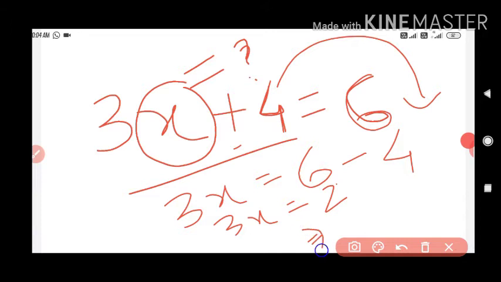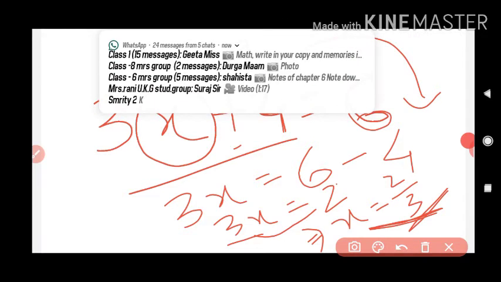Then again, what do we need? We need only the x value. So x equal to 2 upon 3. Why is 3 down? Because here 3 is in multiplication. When you transpose this to the right hand side, it will become what? Divide. So multiply will become divide. So what is the value of x? The value of x is 2 upon 3, isn't it? So the answer is 2 upon 3.